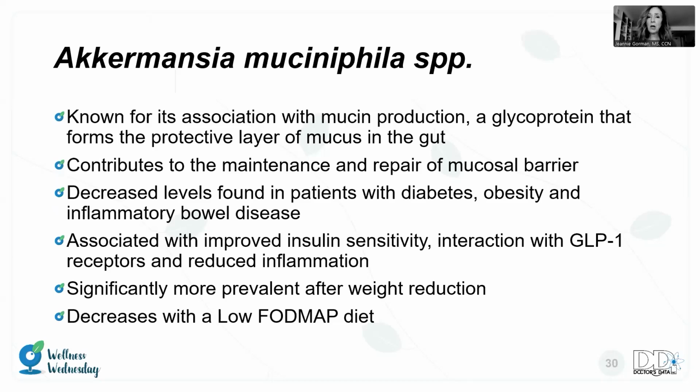Akkermansia, also sort of a darling of research right now, known for its association with mucin production and the mucosal barrier in the gut. So we don't want this to be low. Contributes to, of course, the mucosal barrier and repair of that mucosal barrier. Lower Akkermansia has been found in patients with diabetes, obesity, inflammatory bowel disease. So important for us to see the detail of all these species.